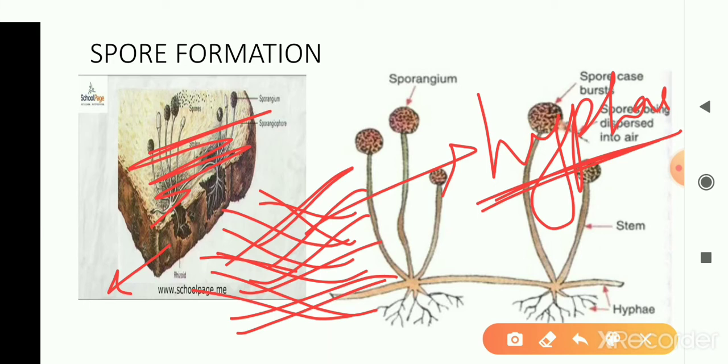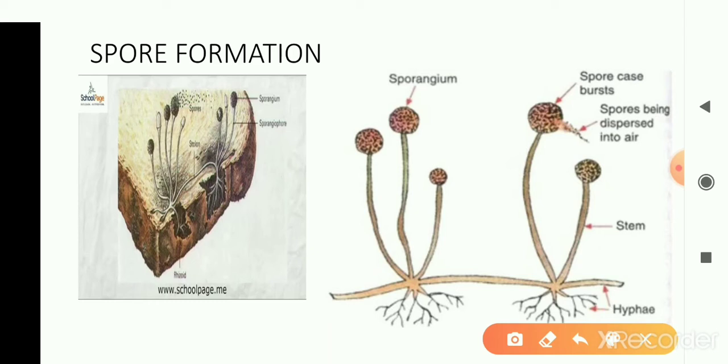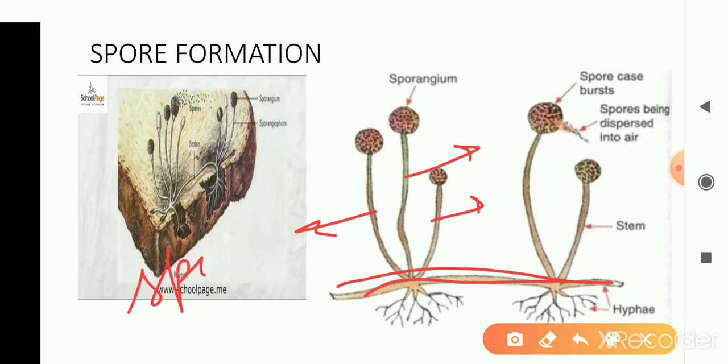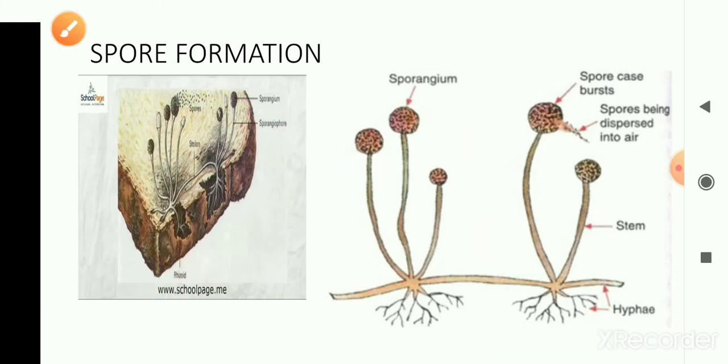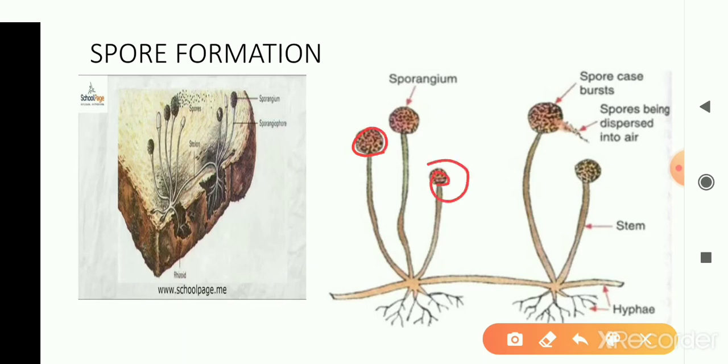When the conditions are favorable, over the hyphae, these horizontal hyphae, they produce vertical stick-like structures which are called sporangiophores. On these sporangiophores, at the tip, they bear a blob or bulge, which is called a sporangium, and these sporangia are the ones which produce spores.